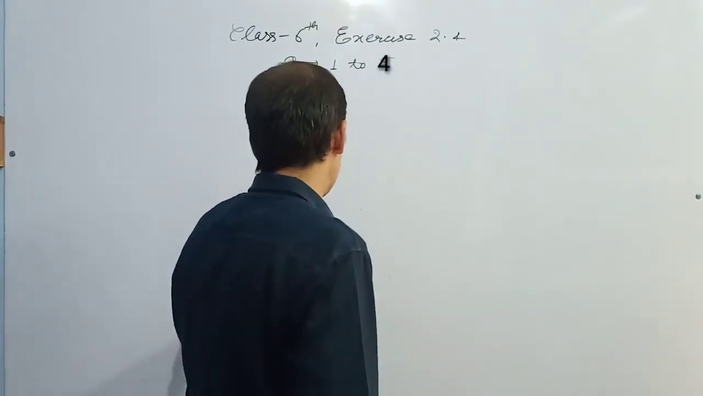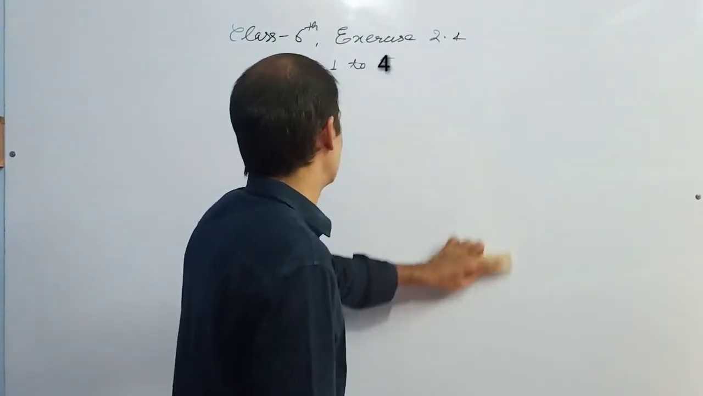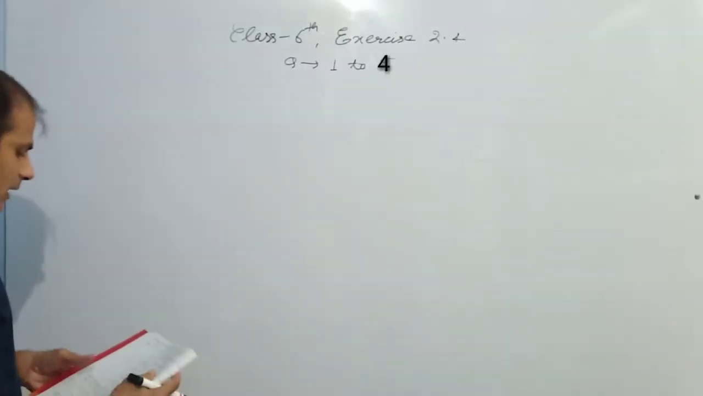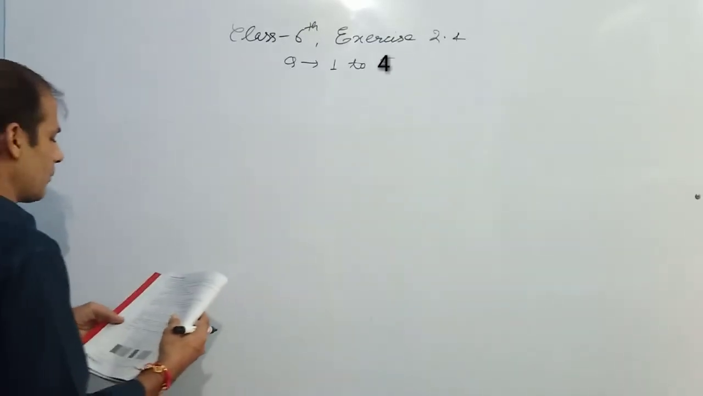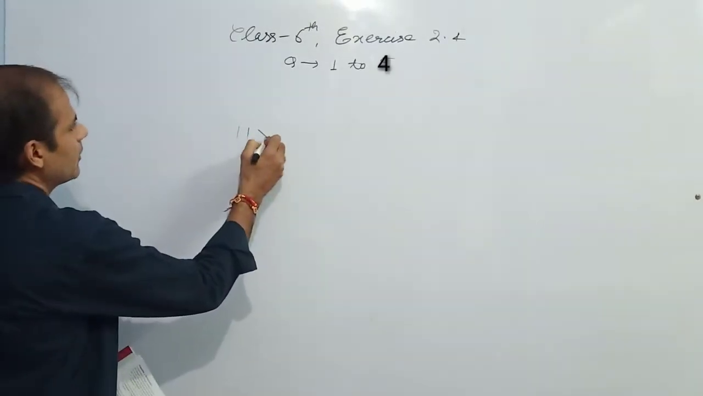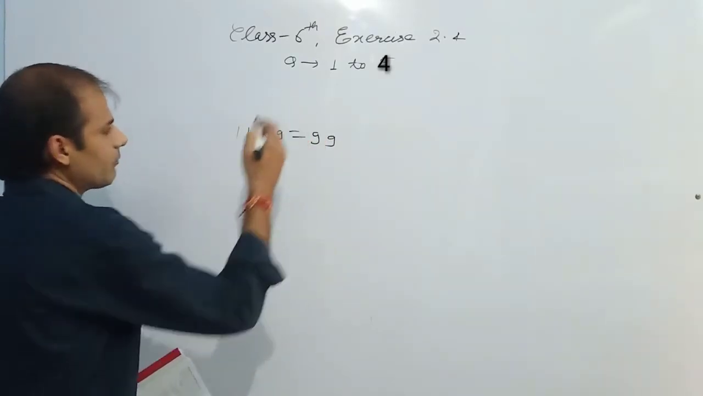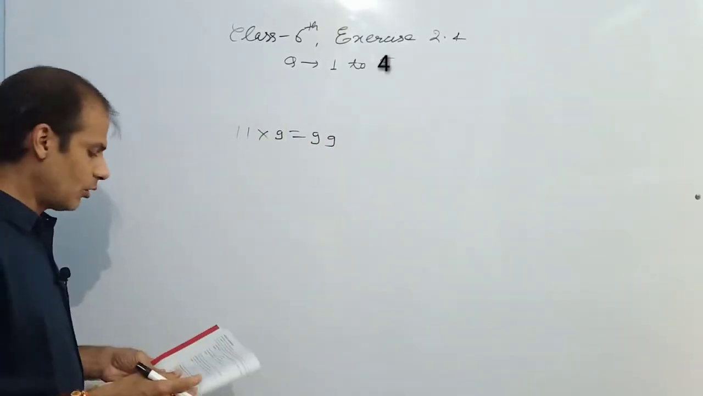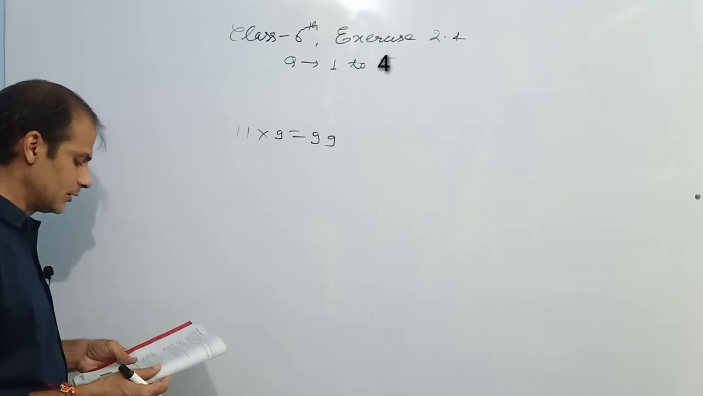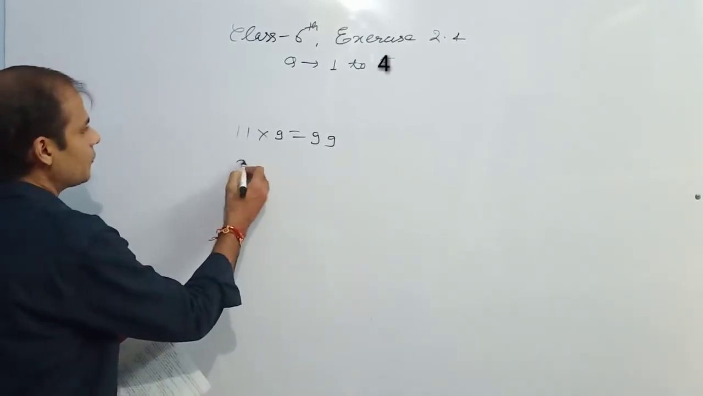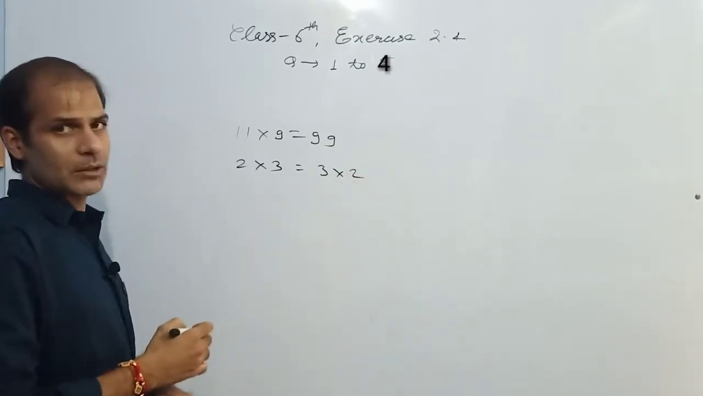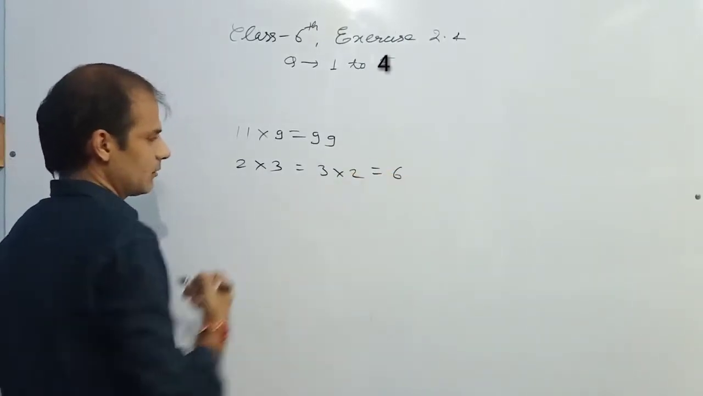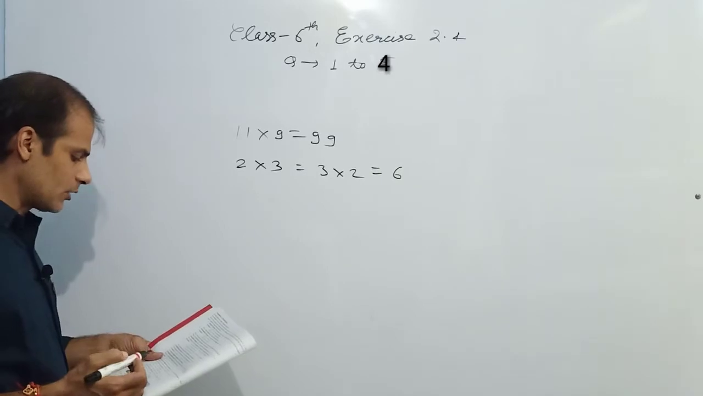We have studied some properties of whole numbers also regarding addition or subtraction. So the properties are closure property. Closure means if you multiply two whole numbers, the answer will be a whole number. So whole numbers are closed under multiplication. Commutative property, if you multiply 2 by 3 and change the order of the numbers, it will not change the answer. 2 into 3 is 6, 3 into 2 is also 6.